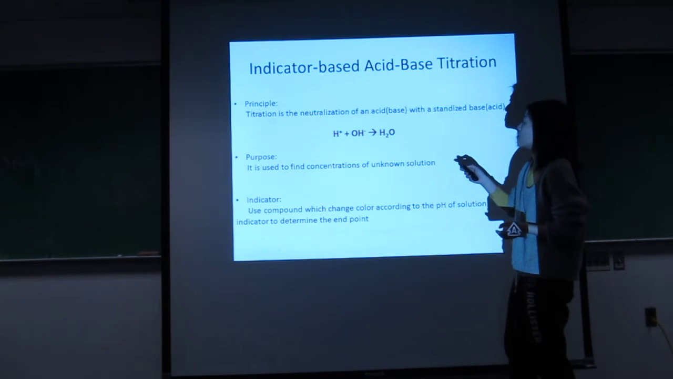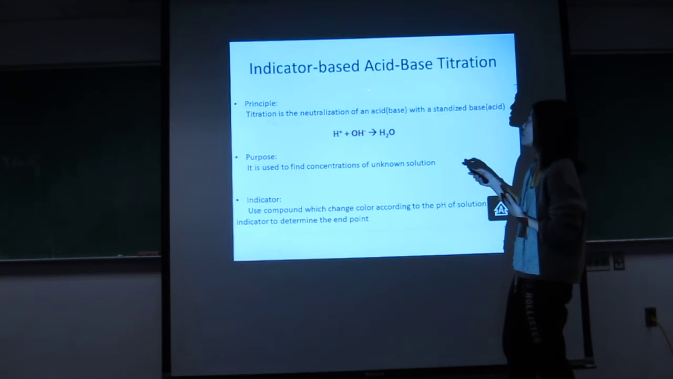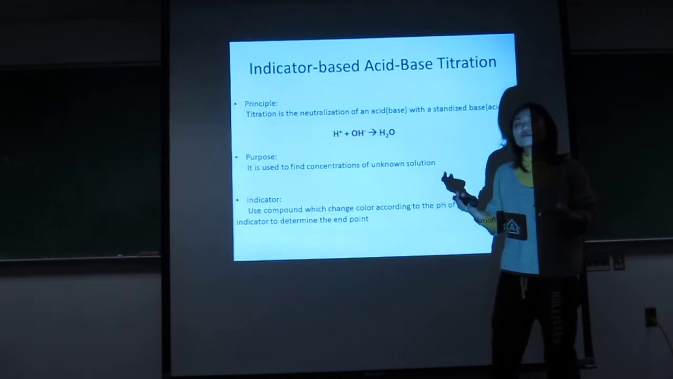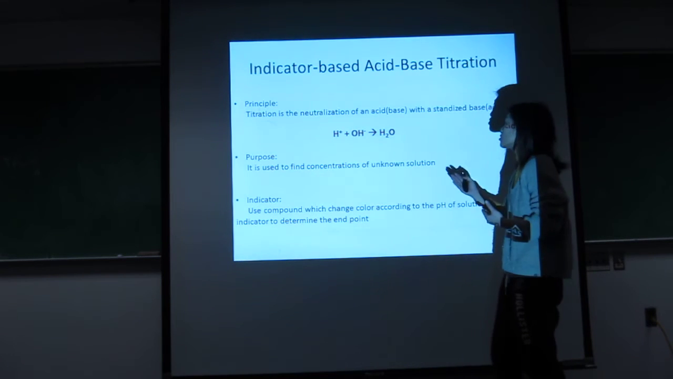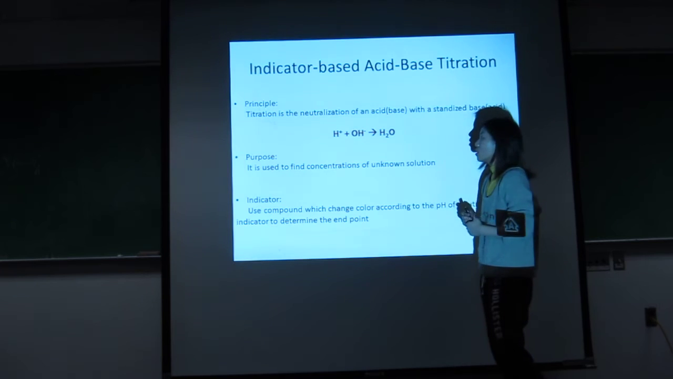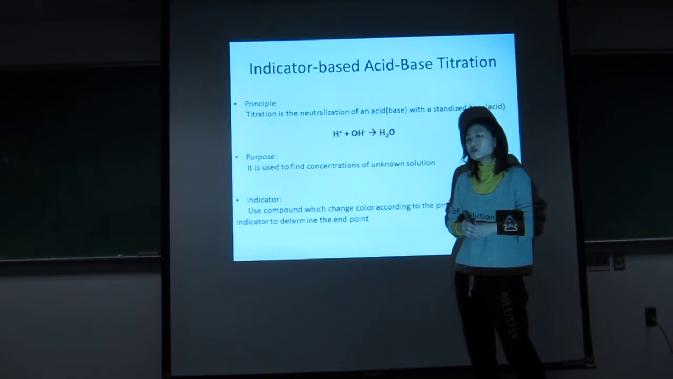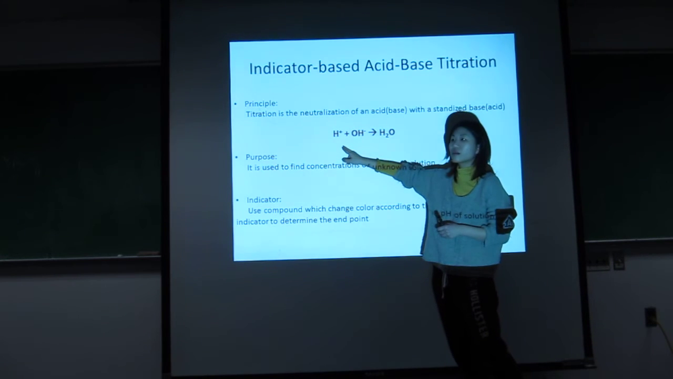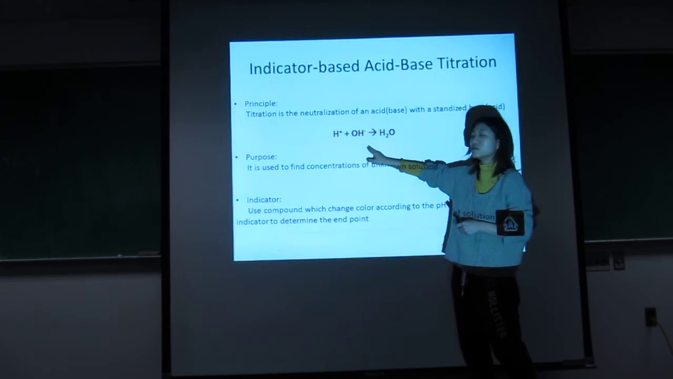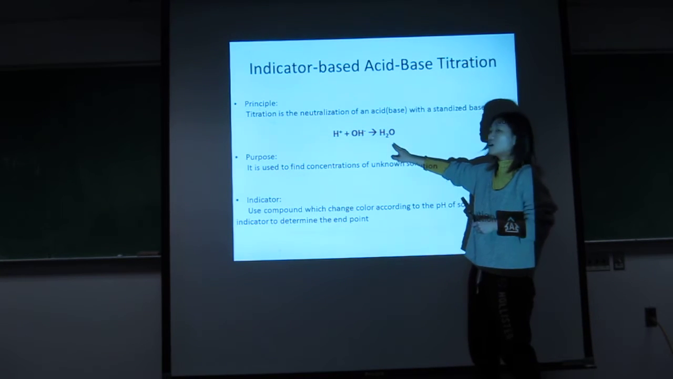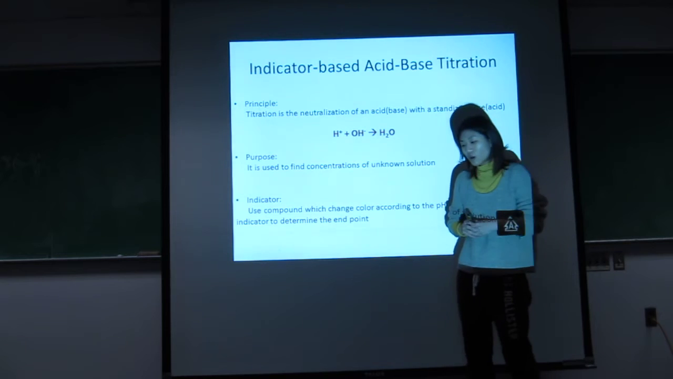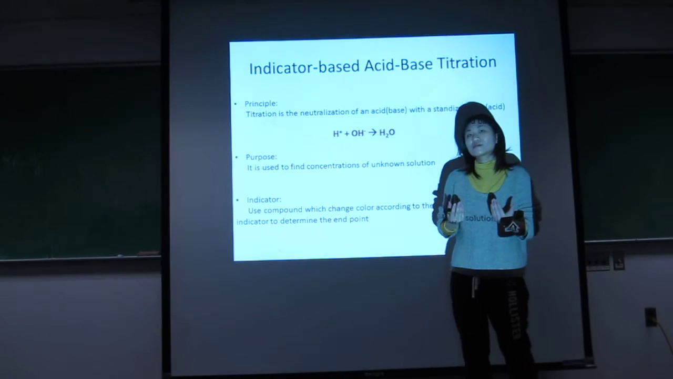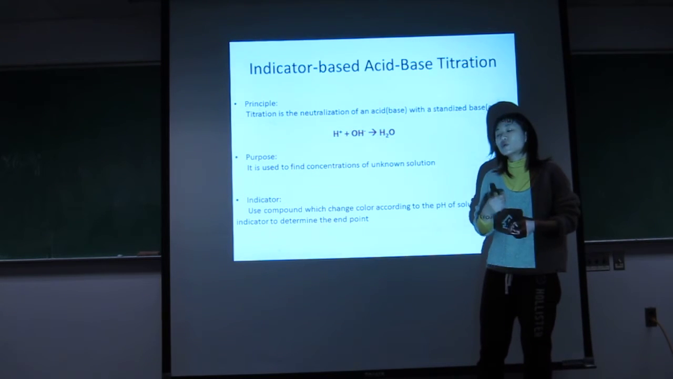The principle behind this indicator-based acid-base titration is that this method is nothing but the neutralization reaction between acid and base. So the net ionic equation for this acid-base titration is just one proton reacting with one hydroxide ion to become a water molecule. So what's the consequence of this acid-base neutralization reaction?